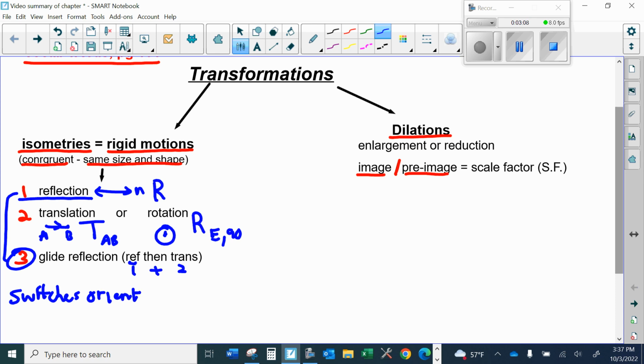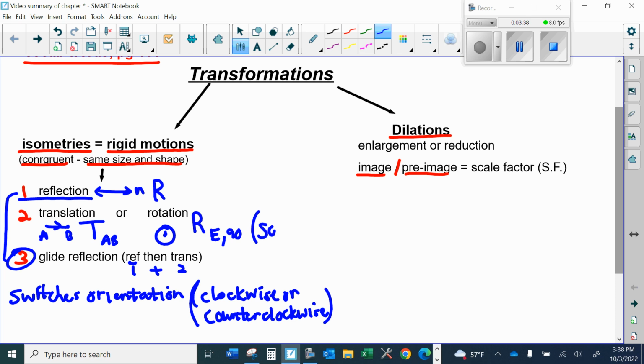Now remember, orientation means it's either clockwise or counterclockwise. So if it switches orientation, then it was done either by a single reflection or by a glide reflection, which again is a reflection and then a translation, or vice versa. If it does not switch orientation, so it stays the same, both clockwise or both counterclockwise, it doesn't matter which, then you have a translation or rotation.